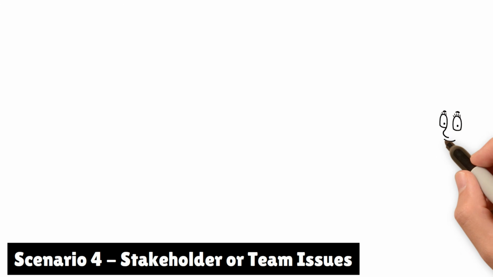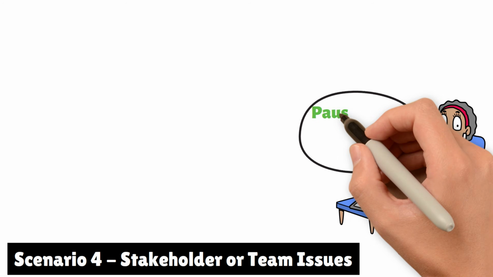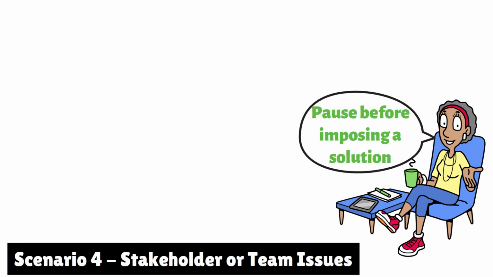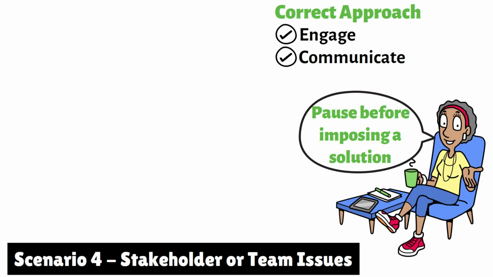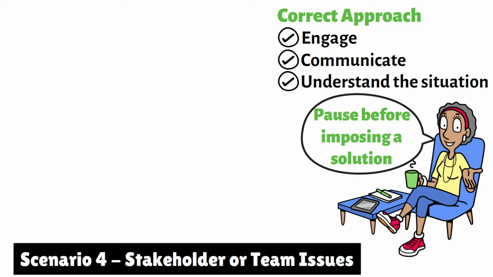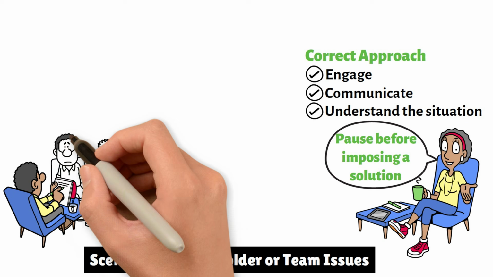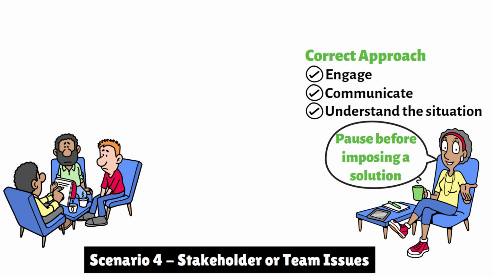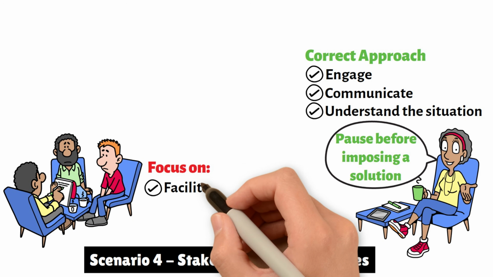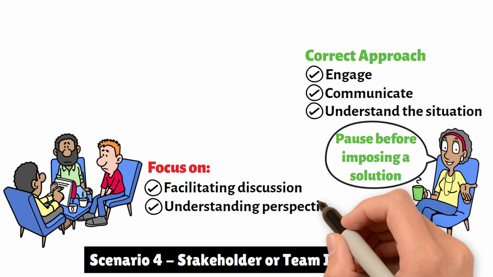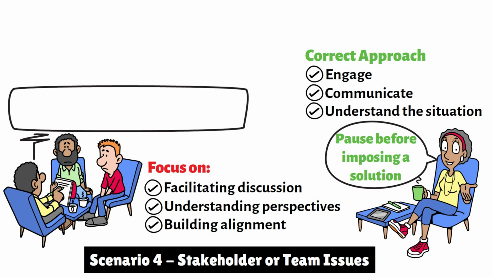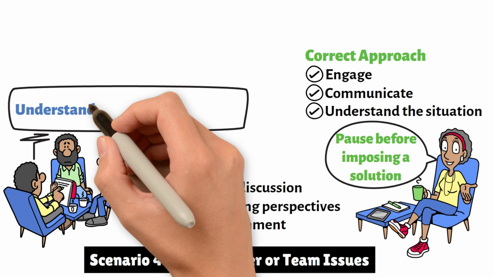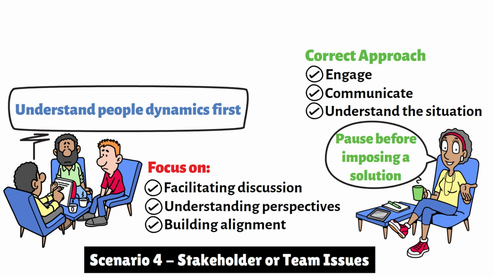The PMP mindset expects you to pause before imposing a solution. The correct first step is usually to engage, communicate, understand the situation. For example, if two team members are in conflict, the goal is not to immediately fix it for them. It is to facilitate discussion, understand both perspectives, help them reach alignment. Here's the key idea: do not impose a solution before understanding people dynamics.